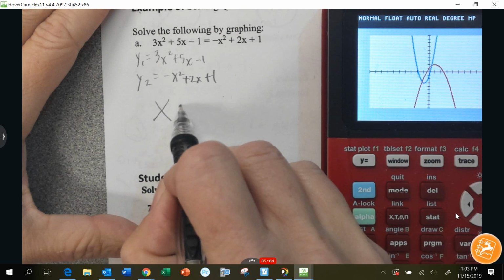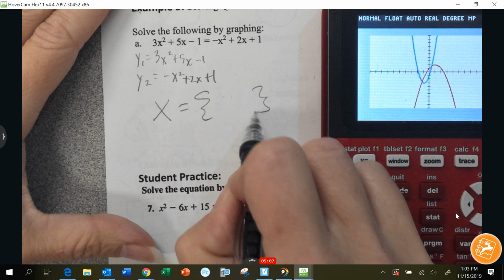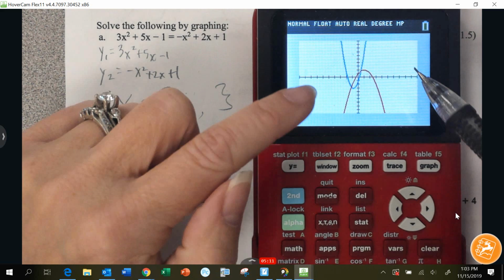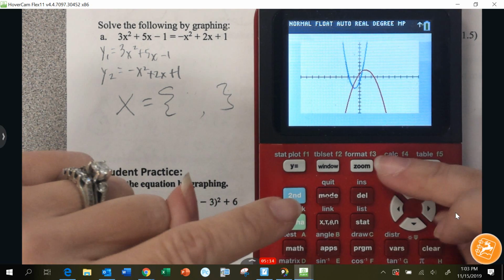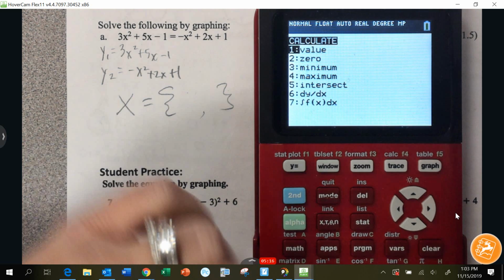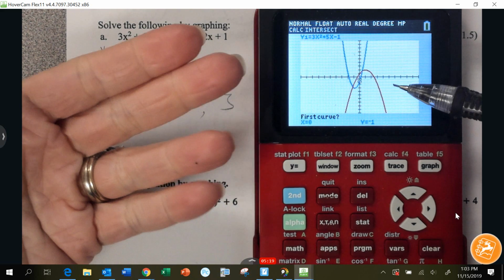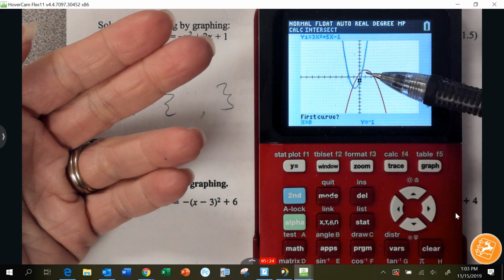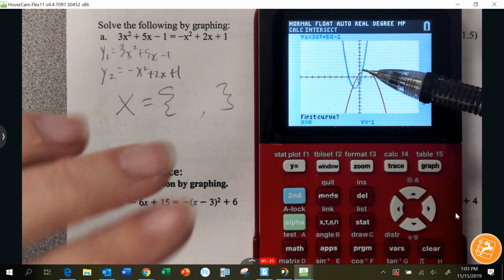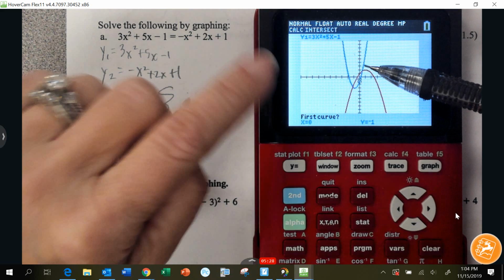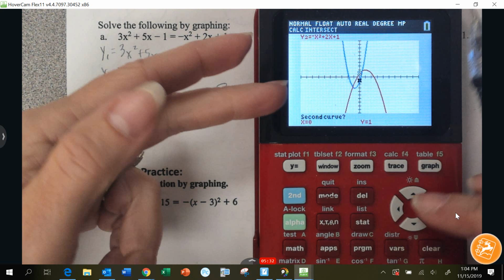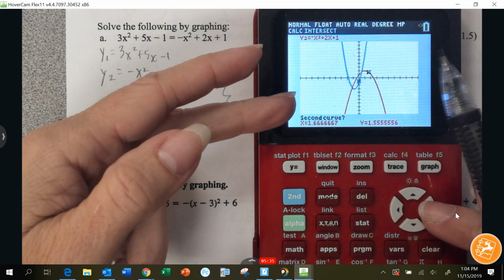So when we're done, we'll have x equals, and a fancy bracket with two different answers in it. Now you can only find one at a time. So I'm going to hit second trace and do intersect 5. I want to make sure I'm on the first curve, which is my blue one. If you don't have colors, it should go in the order you typed them in. First curve, yes. For the second curve, if you can't tell where it is, you can use your arrows to move it. Now I'm on the red one.